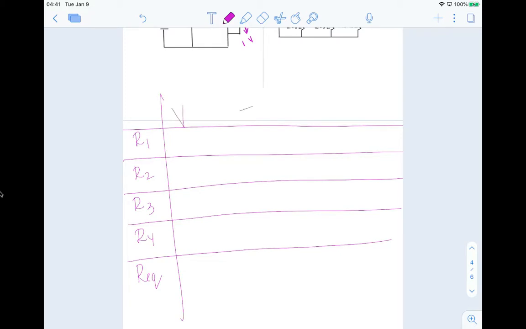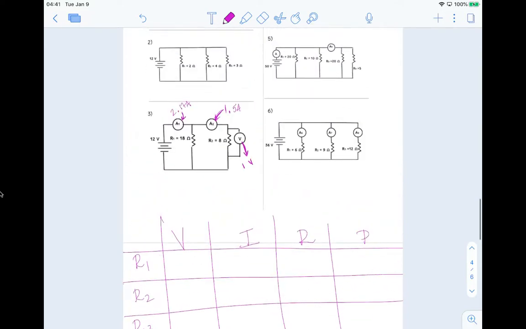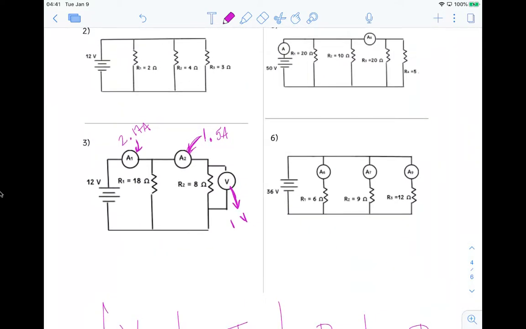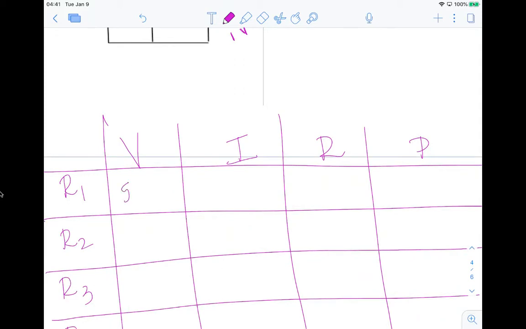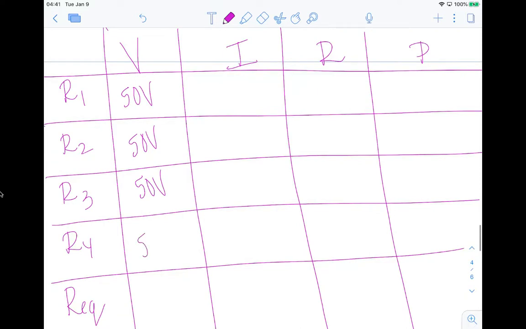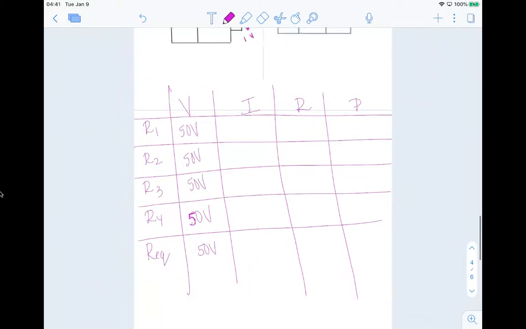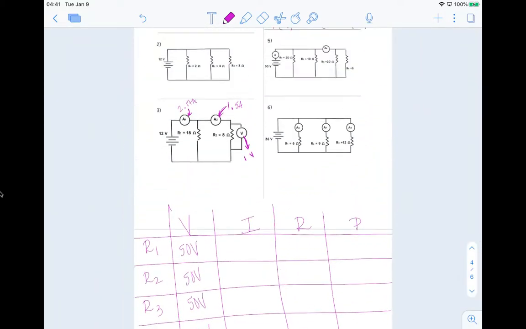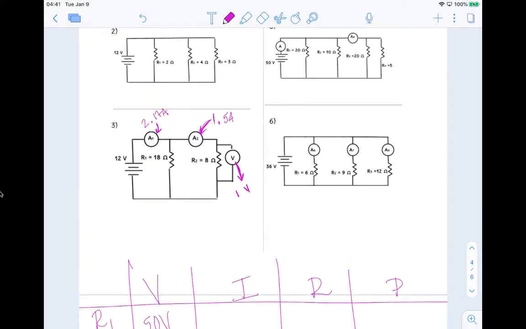Okay. V, I, R, and P. All right. We can go through and we can label what we know. So we know that we have 50 volts everywhere in our circuit because, again, this is a parallel circuit. That is a 5. I don't know why I draw them like that. Okay. We also know that we have 20, 10, 20, and, oh, I forgot an ohms there. There we go. 5 ohms.